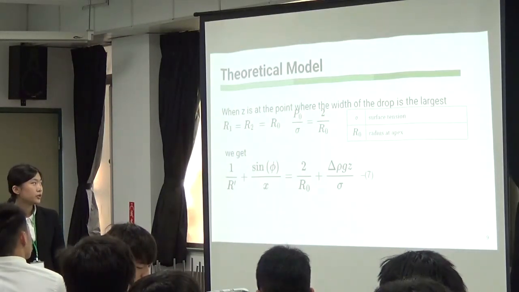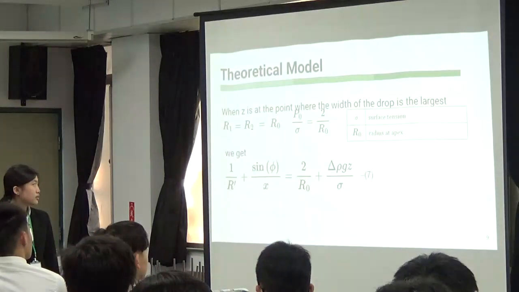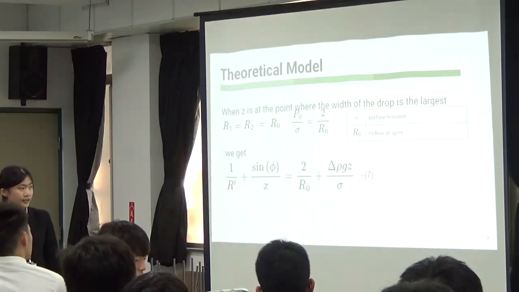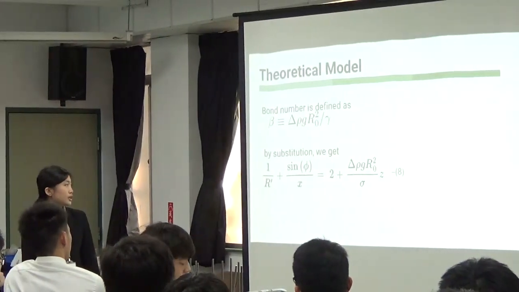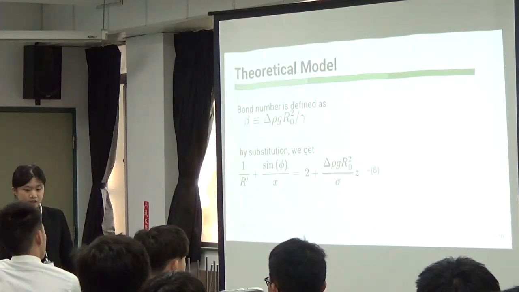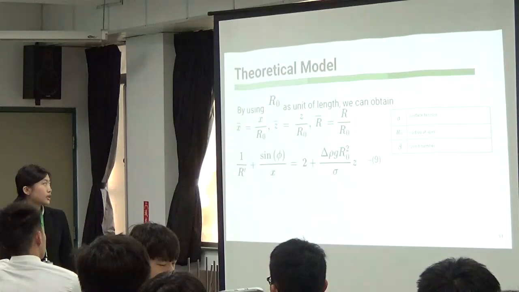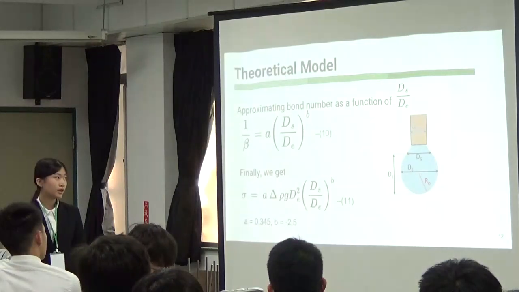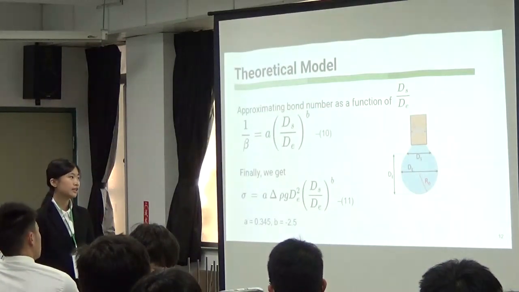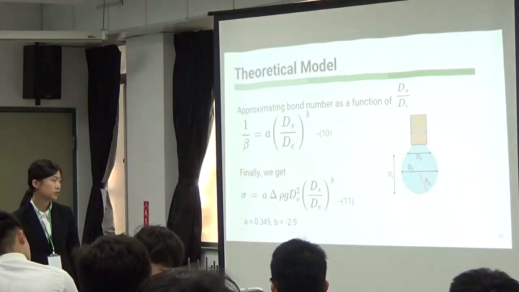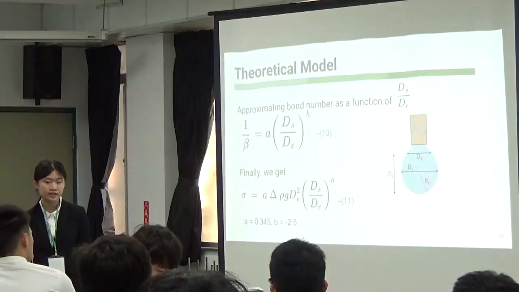When Z is at the point where the width of the drop is the largest, we get R1 equals R2 equals R0, and we can get equation 7. By substituting the found number into our equation, we get equation 8. We use R0 as a unit of length, and we get equation 9. Finally, by approximating the found number as a function of Bs divided by Be, we get the final equation, where A equals 0.345 and B equals minus 2.5.